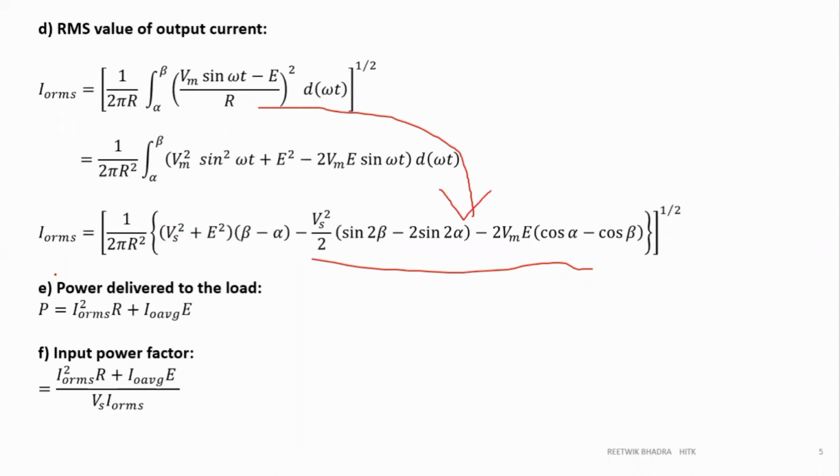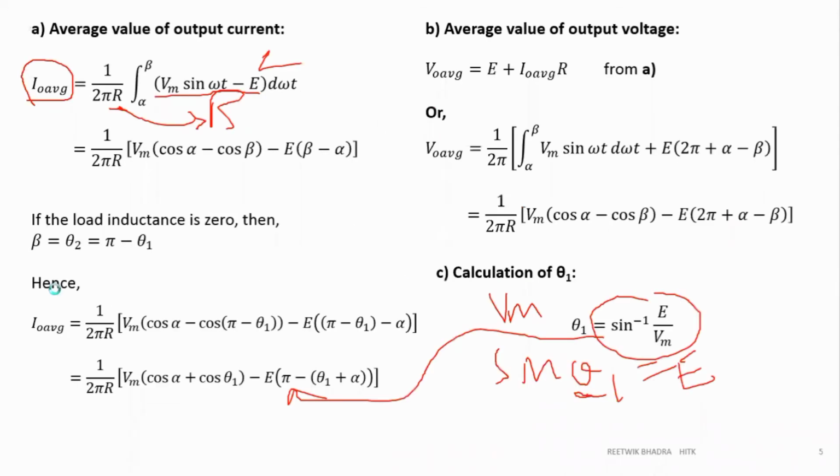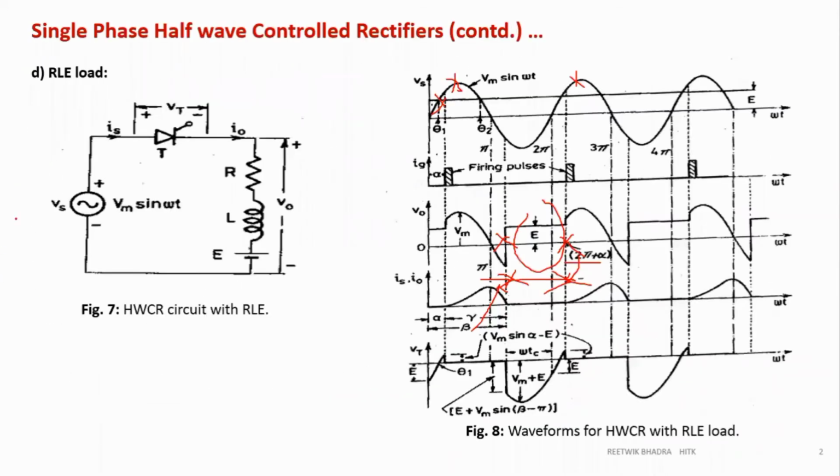Now the next very important thing is your equation for power delivered to the load. What is the power delivered to your load? Always your RMS power. So RMS power means I naught RMS square into R. The average power of an inductor is 0, so no problem with your inductor. Whatever power is consumed is by this resistor, and some power is consumed by this battery source. So R into I square.